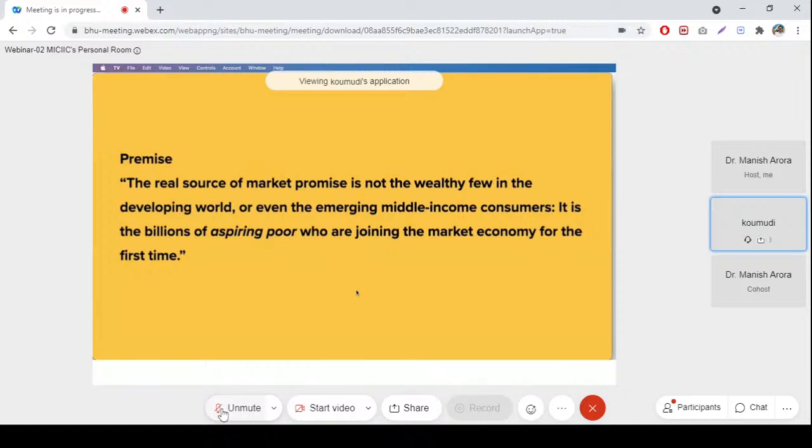This also is the premise of the book, Fortune at the Bottom of the Pyramid. In this book, Prahlad and Hart say that the real source of market promise is not the wealthy few in the developing world or even the emerging middle income consumers. The real source of market promise is the billions of aspiring poor who are joining the market economy for the first time. But do we know this user and market segment at all?